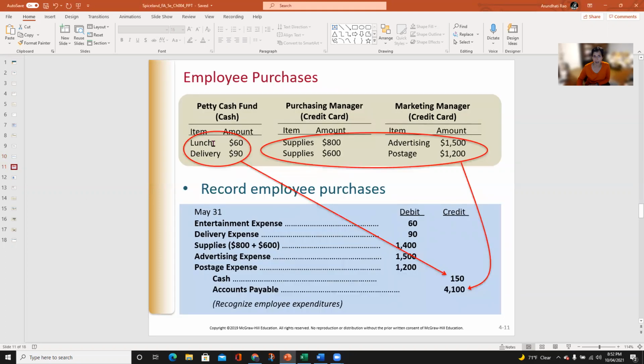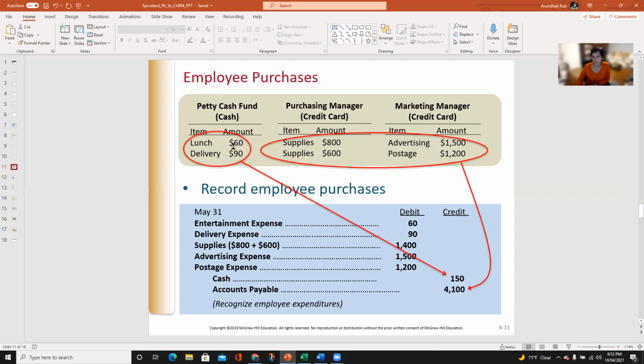So we have established an account with $200 in petty cash. Now, at the end of the month, we have various purchases that have been made. From the petty cash fund, we paid for lunch. We spent $60, and we paid for delivery expenses, $90. Then the purchasing manager used the credit card to buy supplies, a total of $1,400. The marketing manager spent $1,500 on advertising and $1,200 on postage, again using the credit card. So we'll see how we'll record these by way of a journal entry.